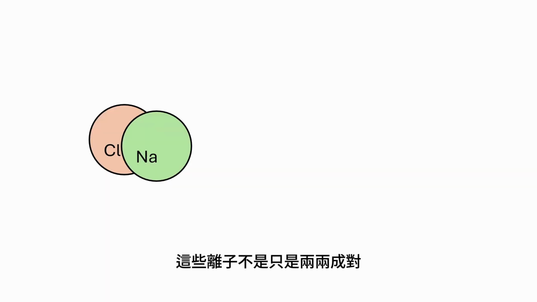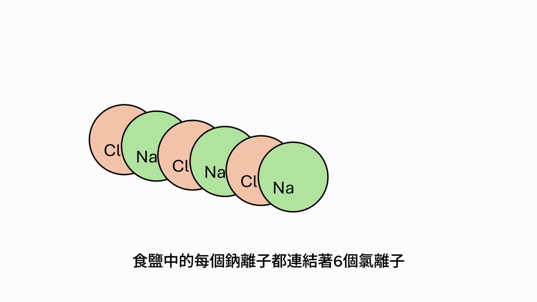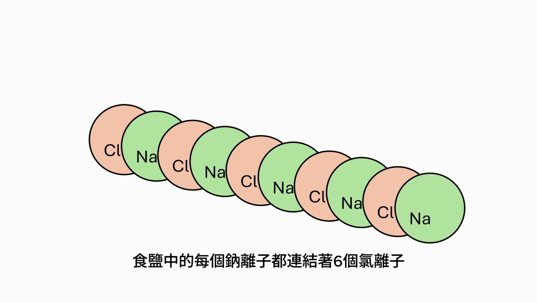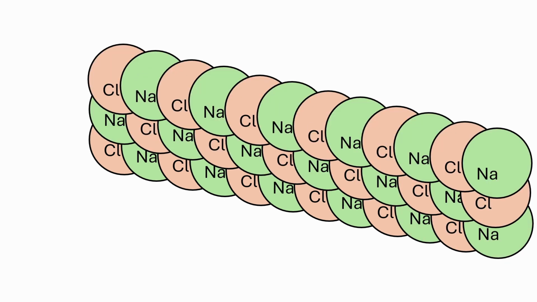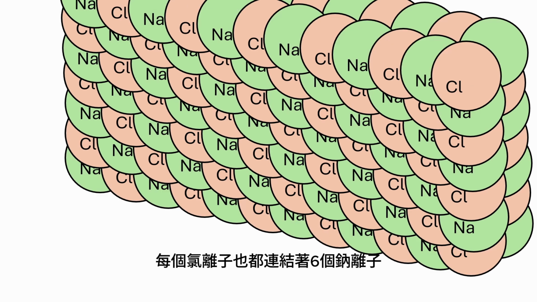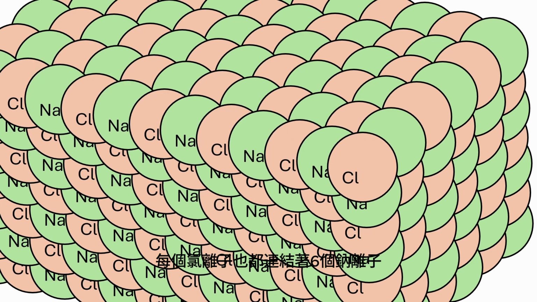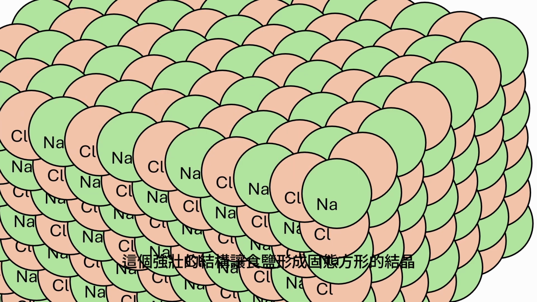These ions don't just stay in simple pairs. Instead, they arrange themselves into a 3D grid called a lattice. In table salt, every single sodium ion is bound to 6 chloride ions, and every chloride ion is bound to 6 sodium ions. This strong repeating structure is what makes table salt a solid square crystal.